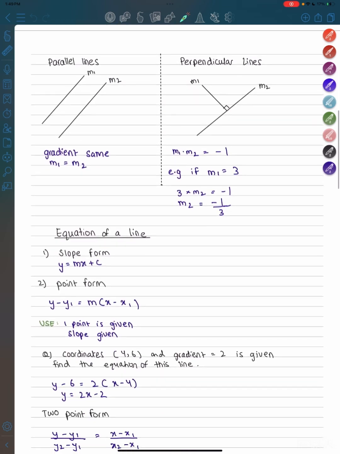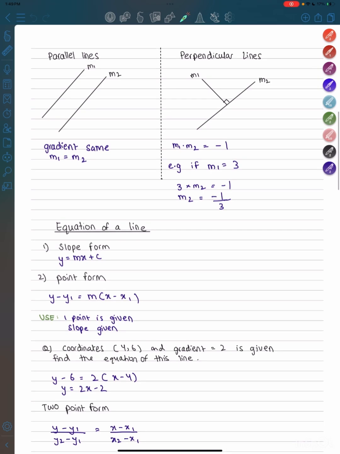Moving on, there are two types of lines that they will be testing you on: parallel lines and perpendicular lines. You should know that parallel lines have the same gradient, and for perpendicular lines, if m1 is 3, then m2 will be the negative reciprocal. So you're just going to flip this and put a negative sign right in front of it.